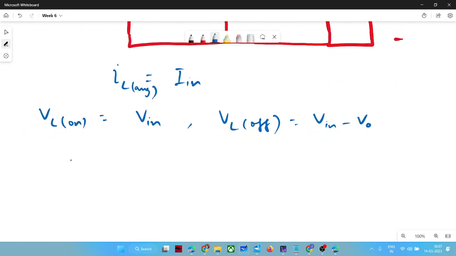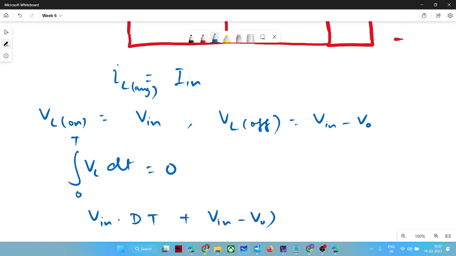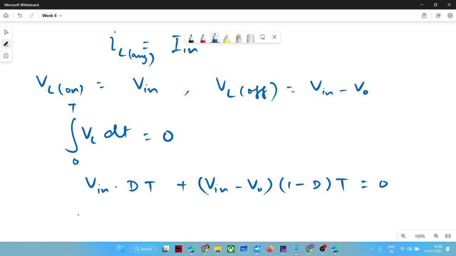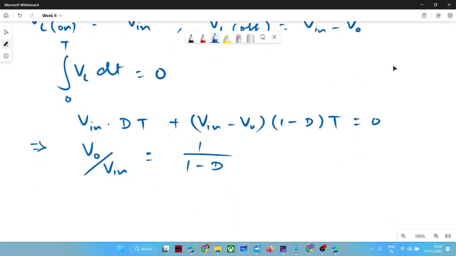Now we can apply the average voltage across the inductor is zero, right? So V in into Dt plus V in minus V naught into 1 minus D times T can be equated to 0. I have just skipped one or two steps, so I think that should be fine because we have been doing this for a while. If you solve it, V naught by V in, you will get 1 by 1 minus D. So D is nothing but the duty ratio of the switch.